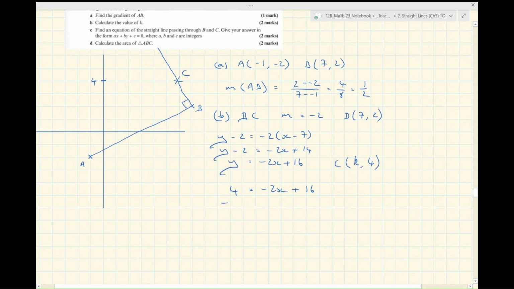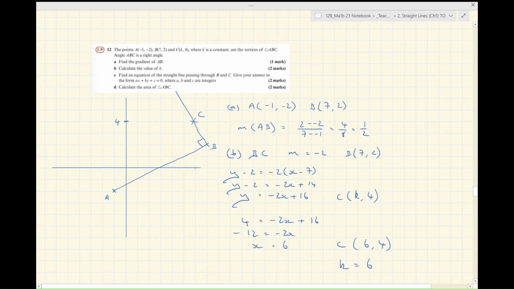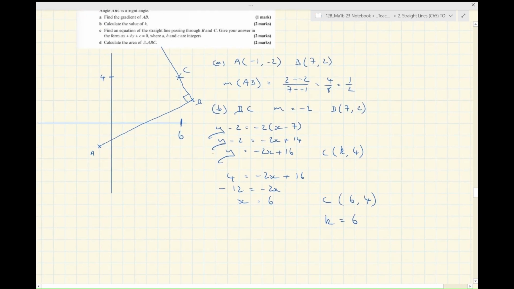Minus 16 from both sides gives me -12 equals -2x. So x equals 6. So the point is at 6, 4, and K equals 6. Let's go back to my diagram. So I know that that is 6, 4 there. Find the equation of the straight line passing through B and C. Well, I've done that. Okay, that is this equation here.